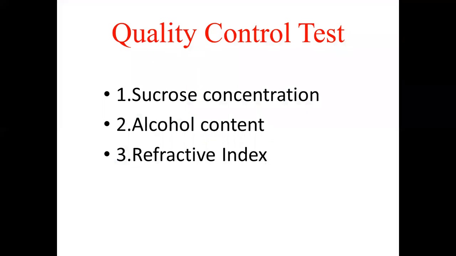The next point, refractive index of elixir, is to be determined by Abbe's refractometer. It is an instrument used to check the refractive index of this elixir. Do you know refractive index? Of course you must know it, it was covered in physics. Yes or no? Yes, ma'am. What is meant by refractive index?